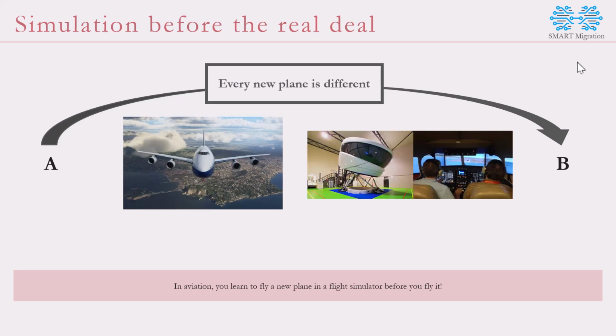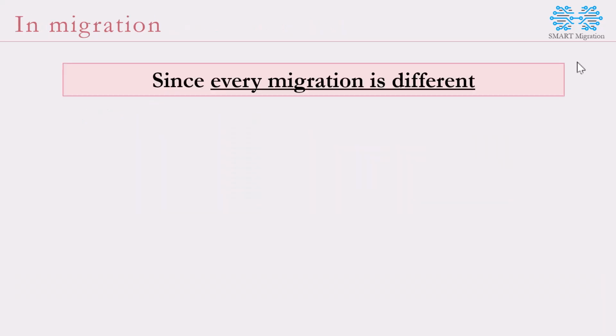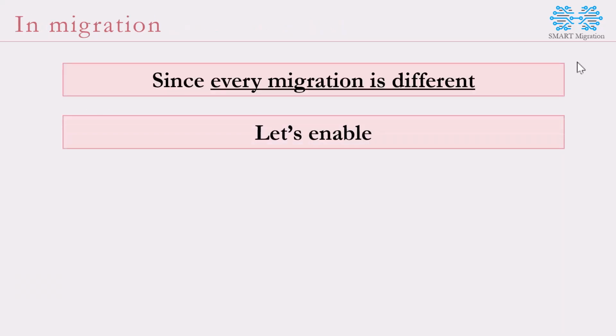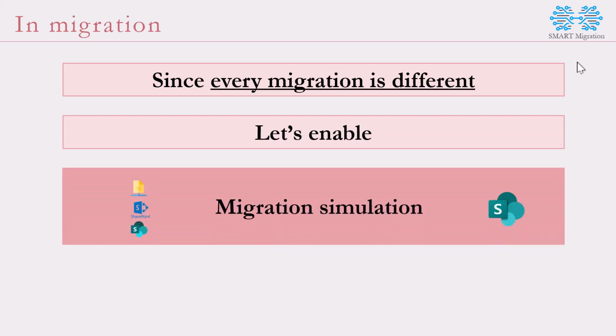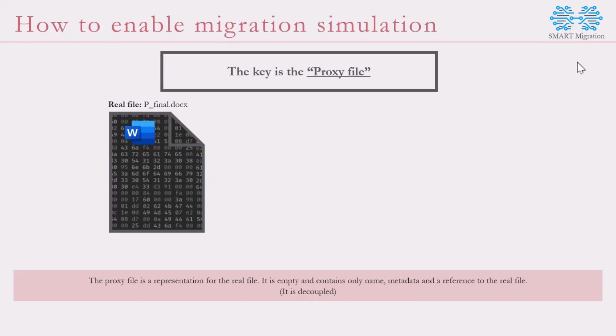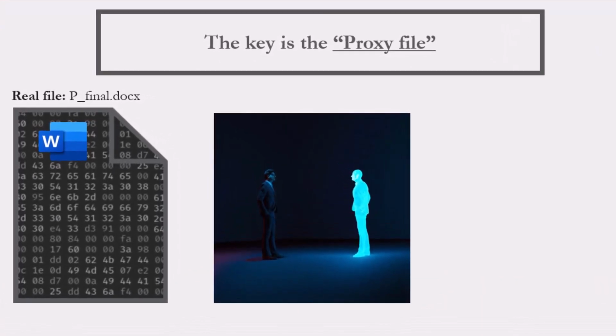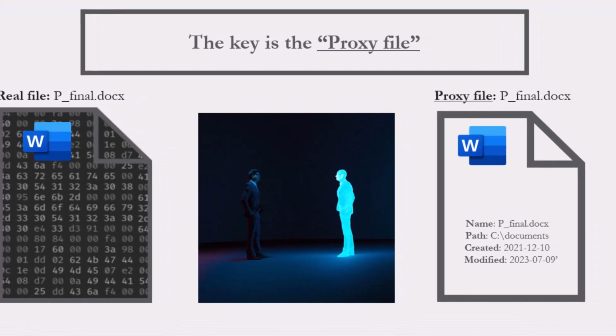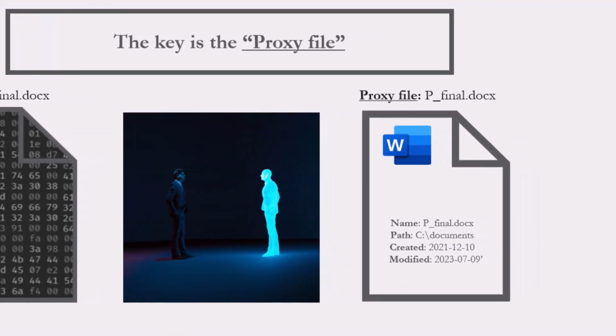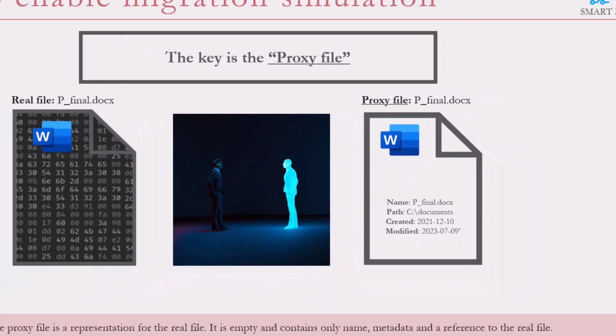Just like in the aviation industry, when there's a new plane, you learn to fly that new plane in a flight simulator. Since every migration is different, let's enable migration simulation. The key to migration simulation is the proxy file. The proxy file is a representation of the real file. It's basically an empty shell pointing to the file and having properties defined in the different metadata.